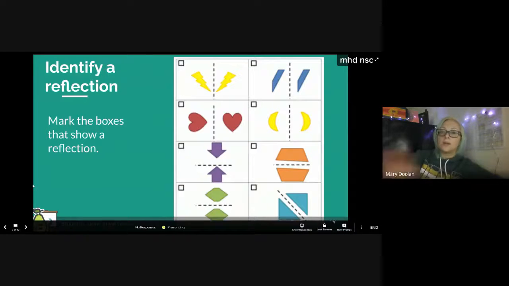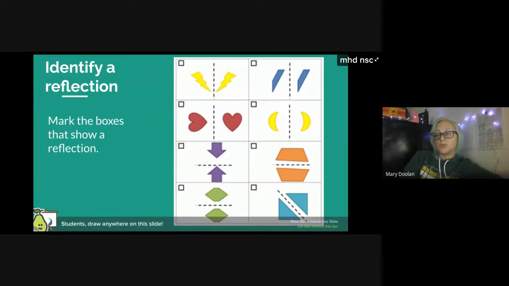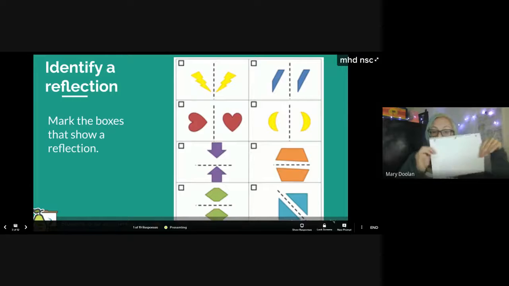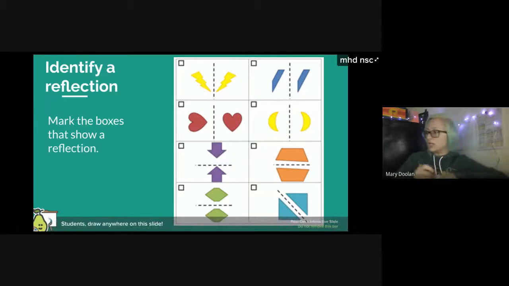This is an interactive slide for you. Before I turn you over to working on these, you're first going to identify a reflection. So basically, is it a mirror image? The dashed black line is your line of reflection. Does that show you a mirror image? If you look at the first one, you have the 2 lightning bolts, and here's your line of reflection. Another way to think about it is as if it was a piece of paper and that dashed line is on there.